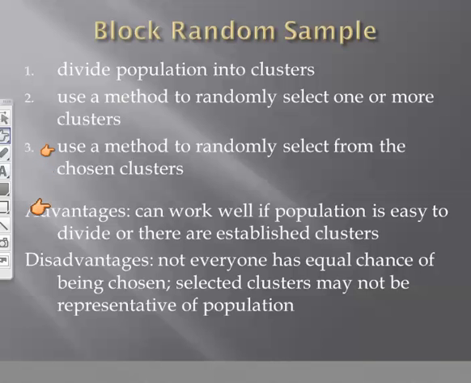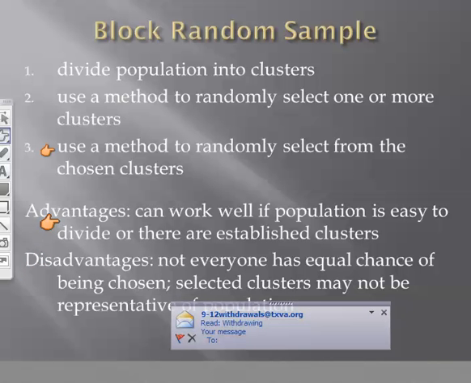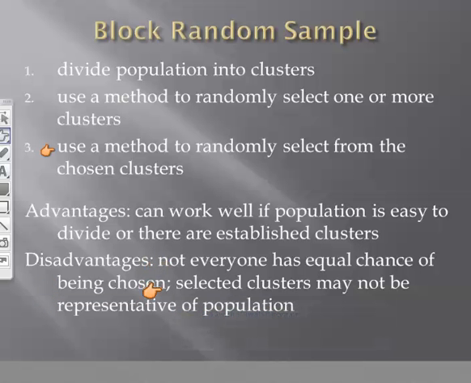Okay? So the advantages of doing this can be, well, if the population is easy to divide, or there are established clusters, it might be real easy to use that one. A disadvantage might be not everyone has an equal chance of being chosen. Selected clusters may not be representative of the entire population. This is used a lot when you start thinking about medical experiments, because they're trying to look at how this drug interacts with the human body, and sometimes it interacts differently in some races over other races, so they want to divide them up and see how it affects the two different races. This is a very common one that's used there.